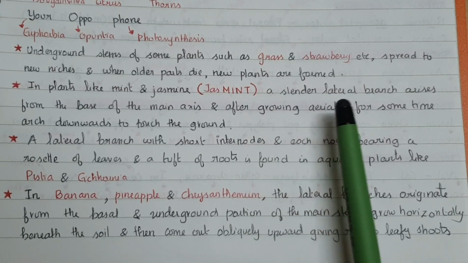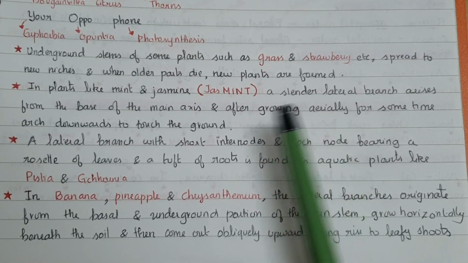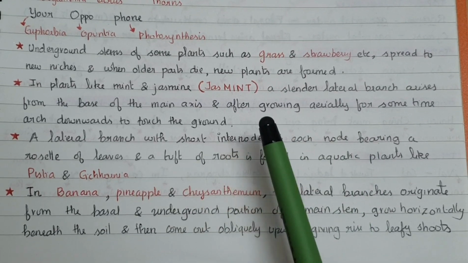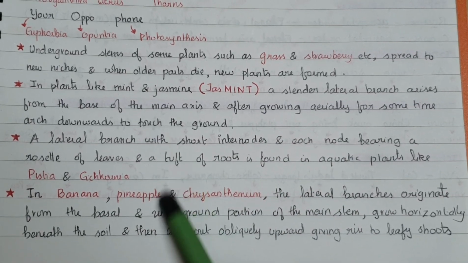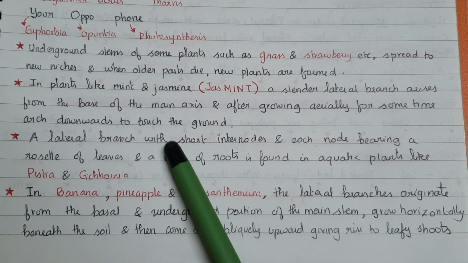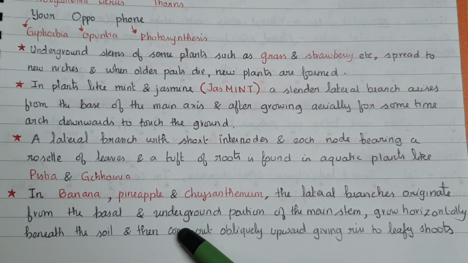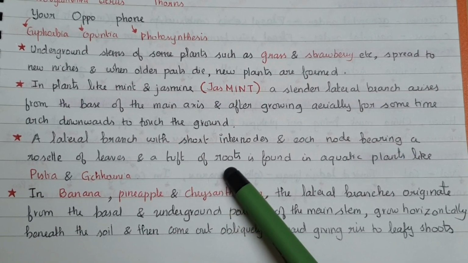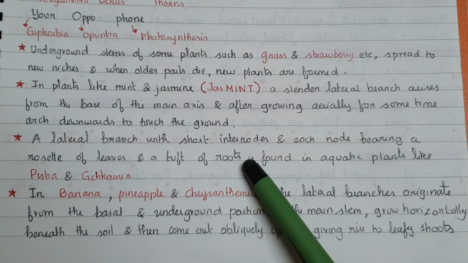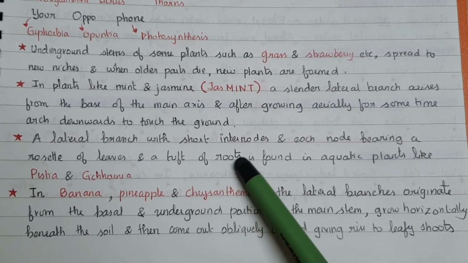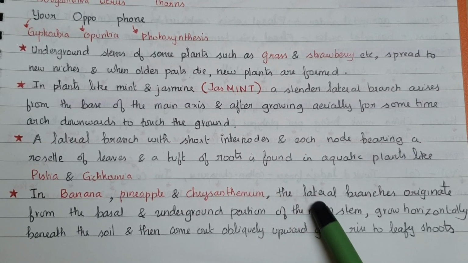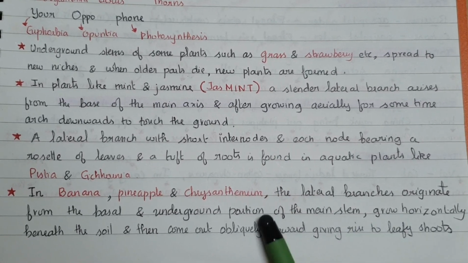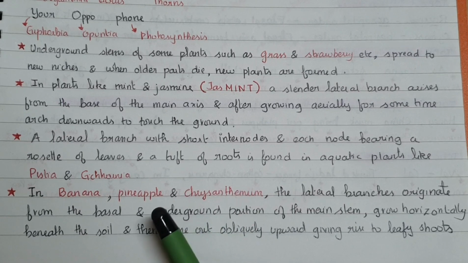A slender lateral branch arises from the base of the main axis, and after growing aerially for some time, what happens? They arch downwards to touch the ground. So this is in the case of jasmine and mint.